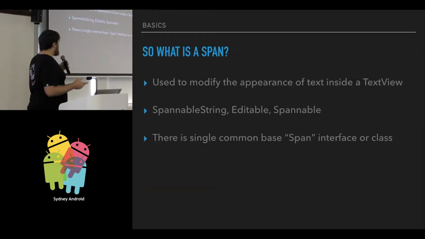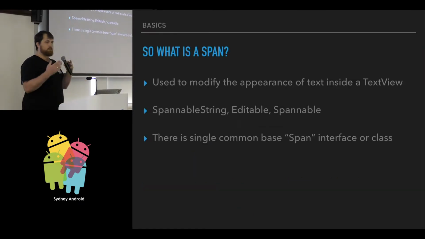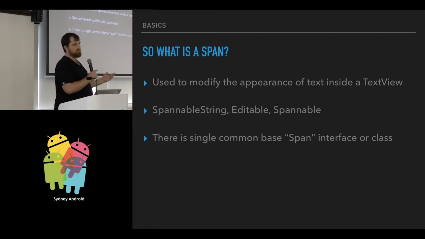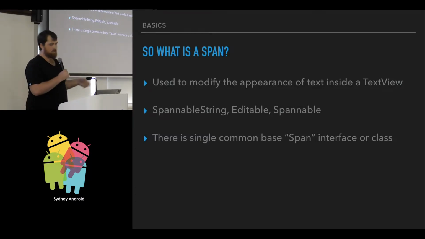So hopefully you guys have all used spans before, or at least have an understanding of what they are. They're just things that you can apply to your character sequences to style them inside a text view. So say, for instance, from index 2 to index 5 of your text, you might want it to be bold, or you might want a certain typeface or color or something like that.